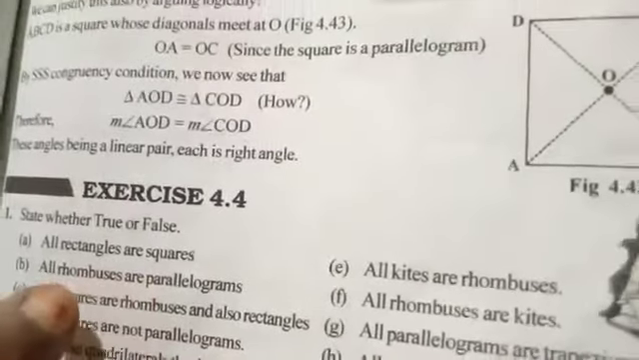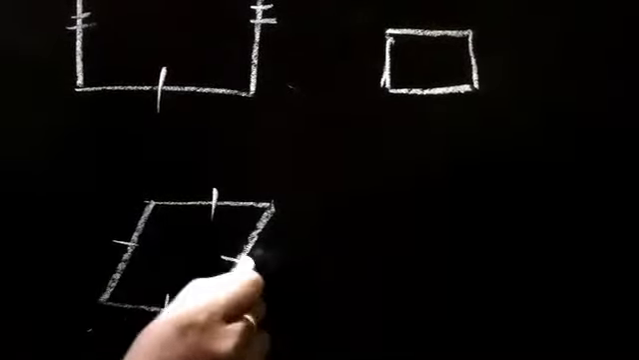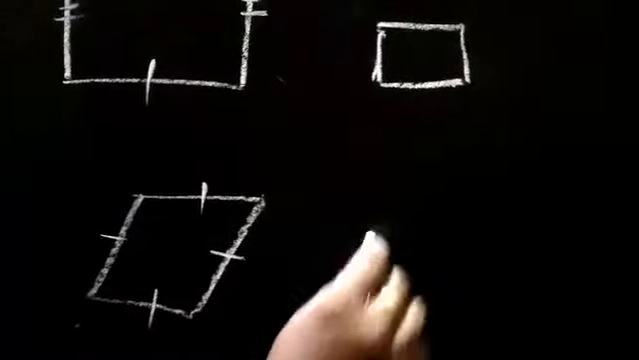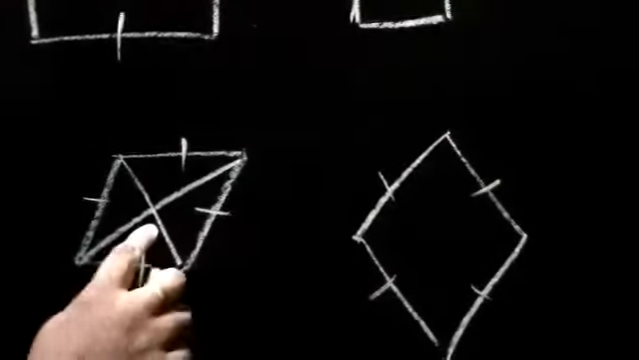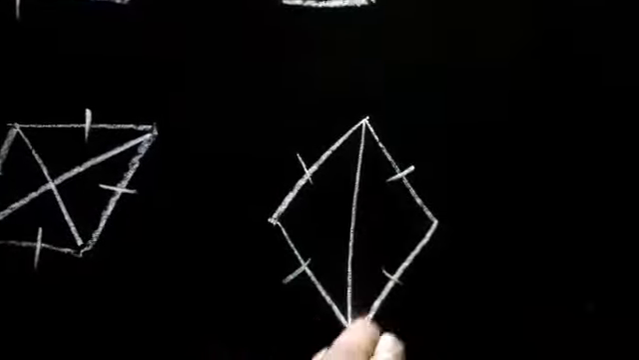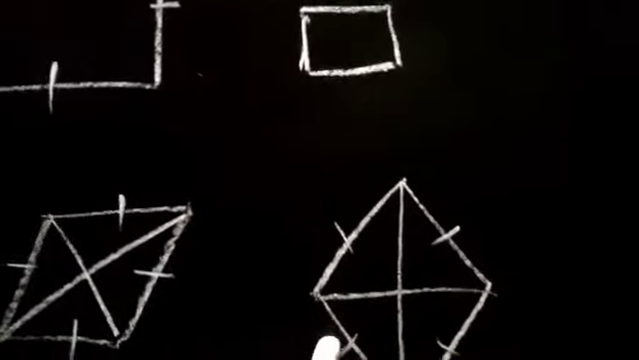Question B: all rhombuses are parallelograms. In a parallelogram, all the opposite sides are equal and parallel. In a rhombus also all four sides are equal and diagonals are bisecting. In this also both diagonals are bisecting at 90 degrees. So we can tell a rhombus is a parallelogram.